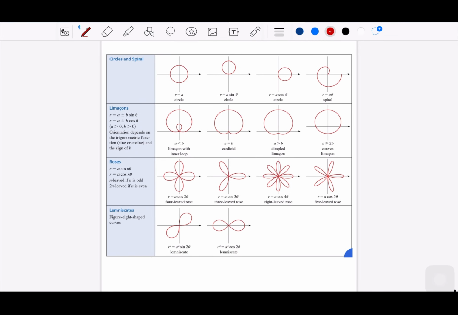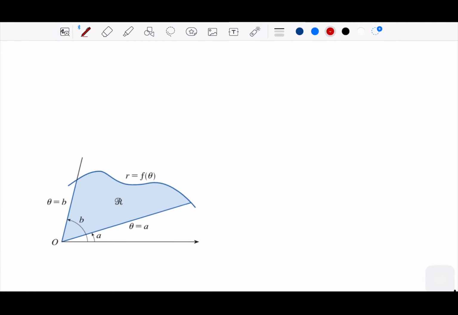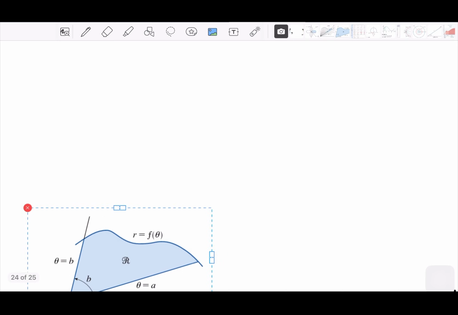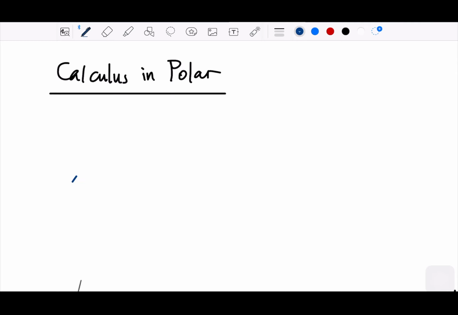Okay, if there's no question, let's start the calculus in polar. Well, maybe not this part. We start from the simple one. Okay, so let me write first: calculus in polar. We start from the sector.